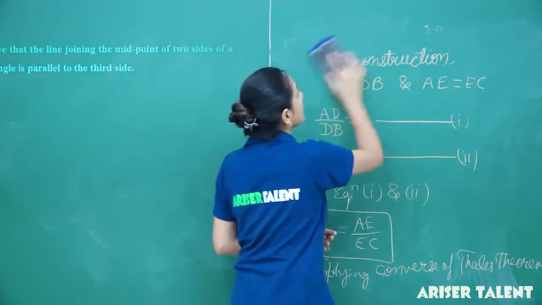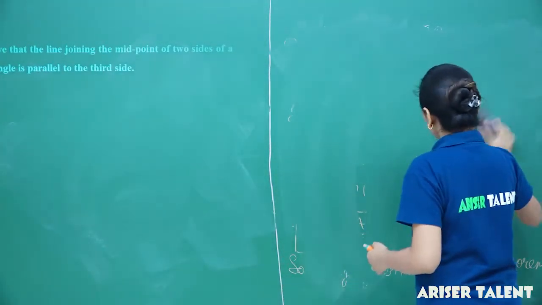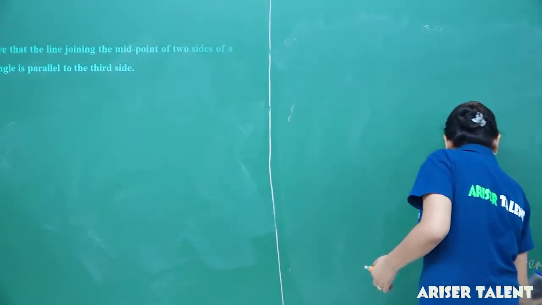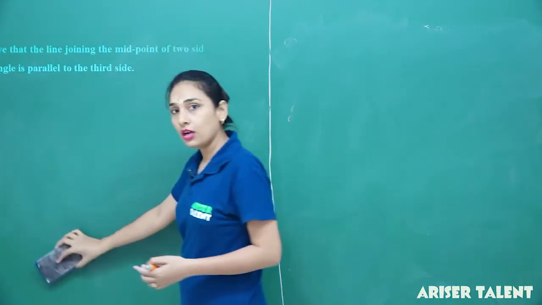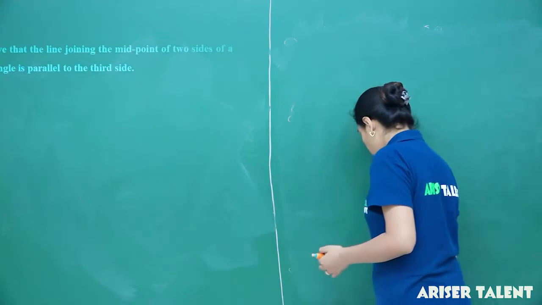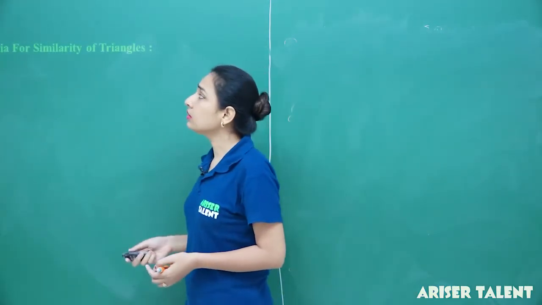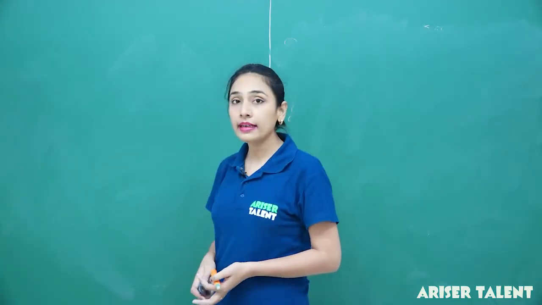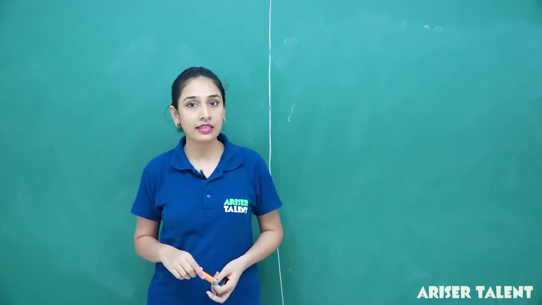Now, we have talked enough about triangles, Thales theorem and proportionality. Now, we will talk about similarity, okay students. So, criteria for similarity of triangles, we will be reading in our next session, next lecture, okay students.